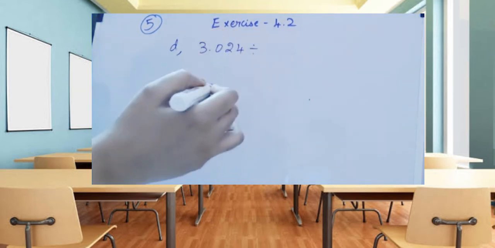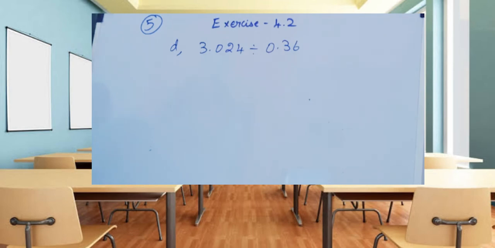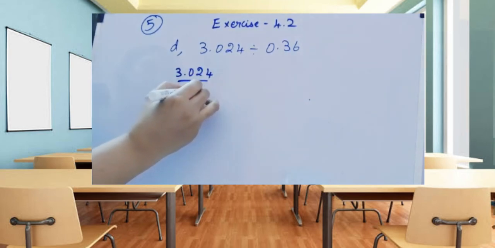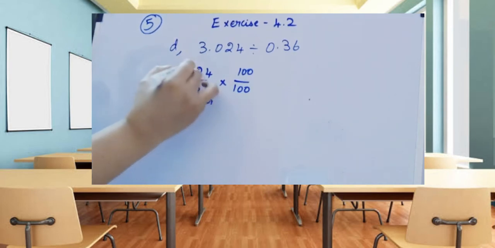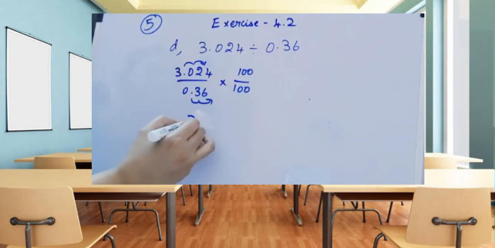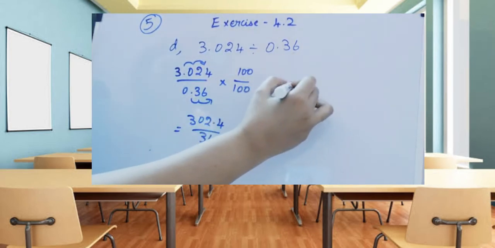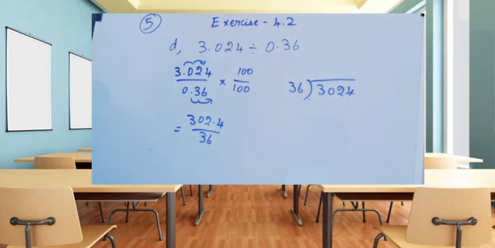Fourth sum is D. 3.024 divided by 0.36. Here we have two digits after the decimal, so we need to multiply by 100. 3.024 divided by 0.36 into 100 over 100. The decimal will move two steps, so 302.4 by 36. So 36 divided into 3024.